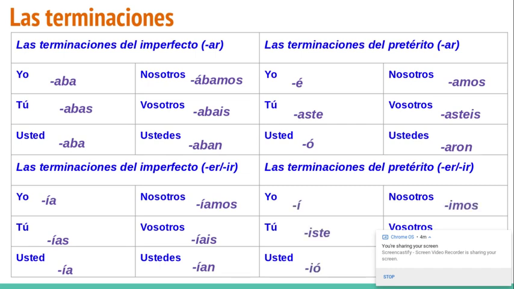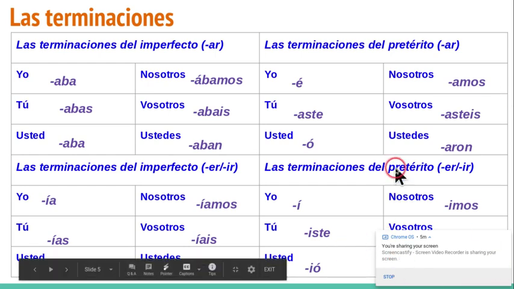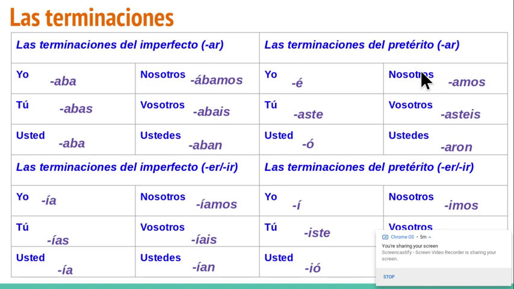and in the preterite: í, iste, ió, imos, isteis, and ieron. Sorry, I can't get rid of this Screencastify notification. Okay, moving on.